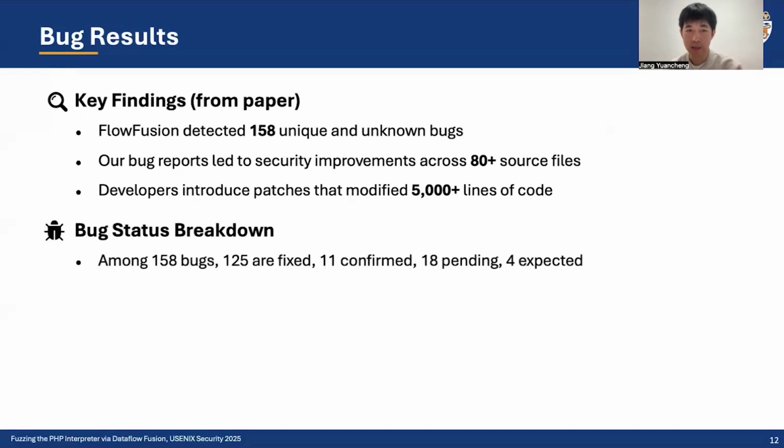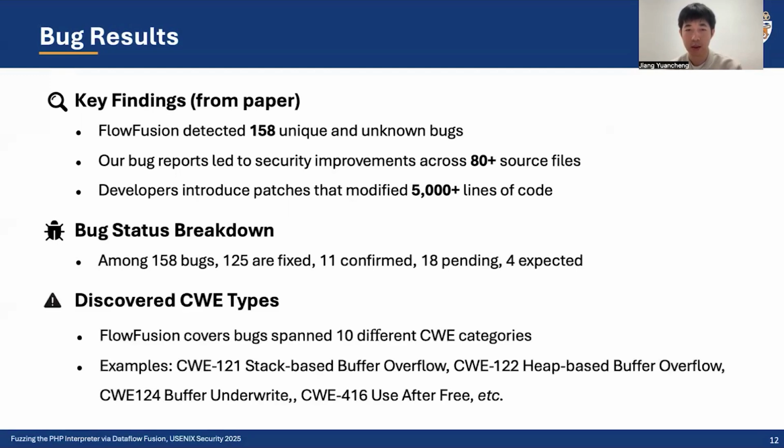And here's the bug breakdown. We can see most of the reported bugs have been fixed or confirmed. And we have covered multiple CWE categories, including stack buffer overflow, heap buffer overflow, buffer underwrite, use after free, etc.